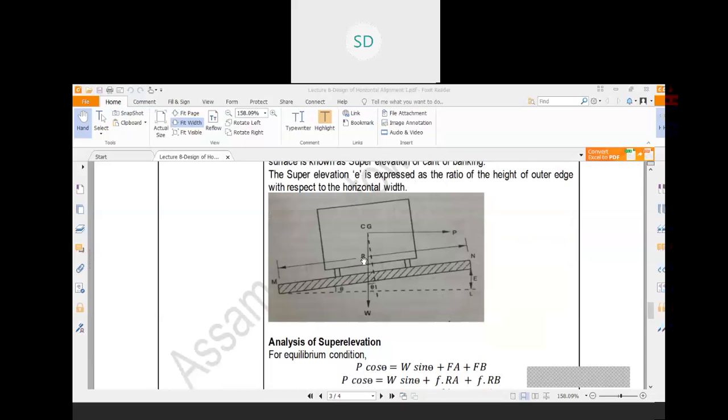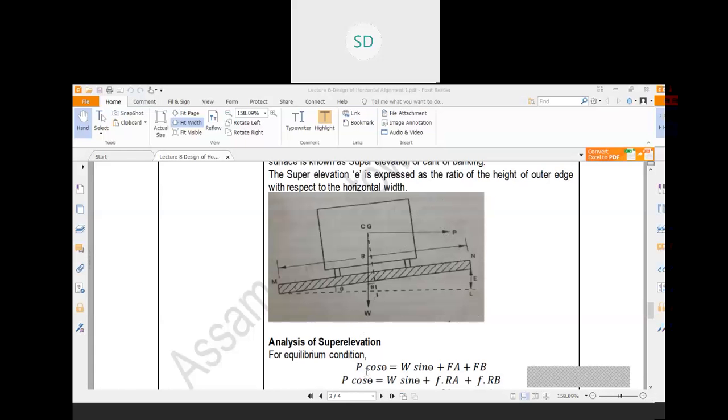So basically, if it was horizontal, in that case, centrifugal force would be acting in the outward direction. So to minimize the effect of the centrifugal force, you have to raise the outward surface with respect to the inner one. By doing so, the effect of the centrifugal force would be minimized, because the centrifugal force will not be acting in this direction. It will be divided into components, and different components will be counteracted by the super elevation.